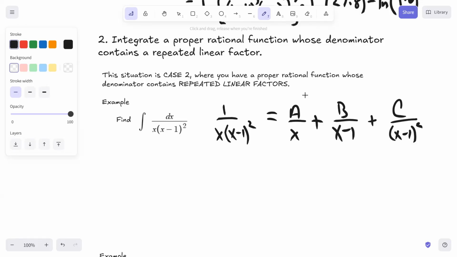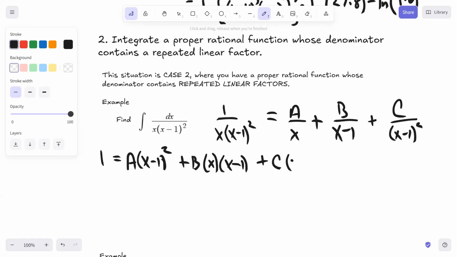Cross multiplying by the common denominator, you would get 1 equals a times (x minus 1) squared plus b times (x minus 1) plus c times just x. Picking strategic values, x equals 0, you would have 1 equals a plus 0b plus 0c. So a equals 1.